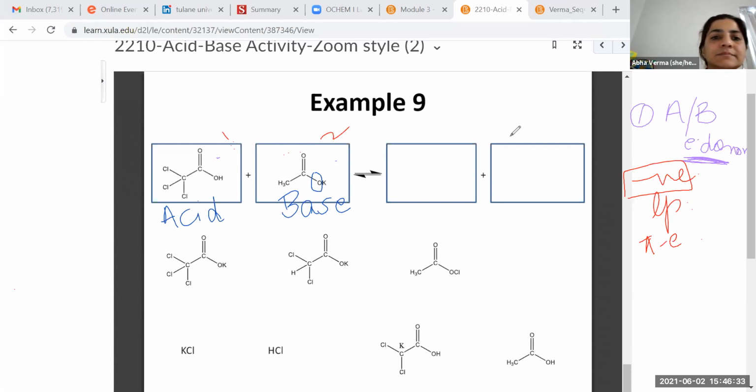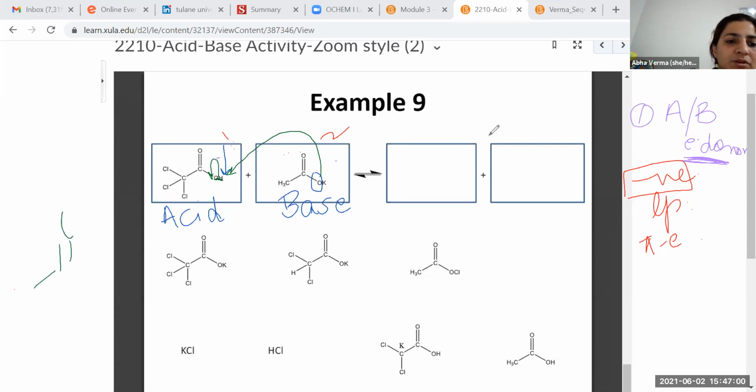Where is the OH, the atom? OH. Yes, so this hydrogen is the acidic site. Okay, very good. And so when we do our chemical reaction, the electron donor will go and attack this hydrogen. The oxygen hydrogen bond will break.